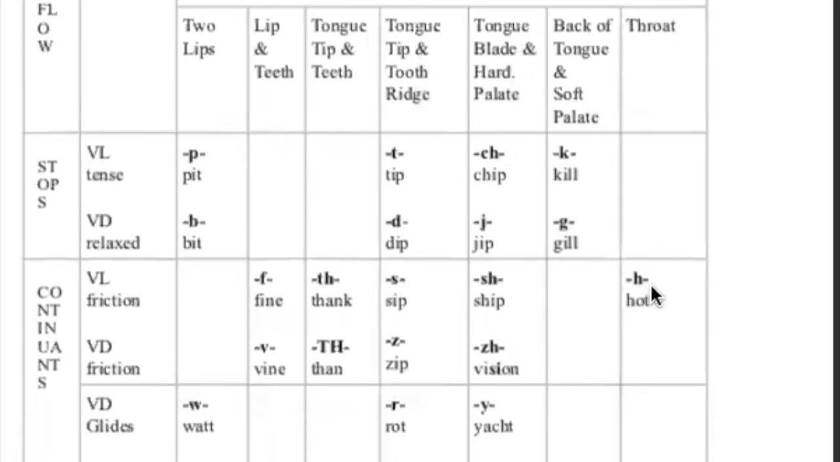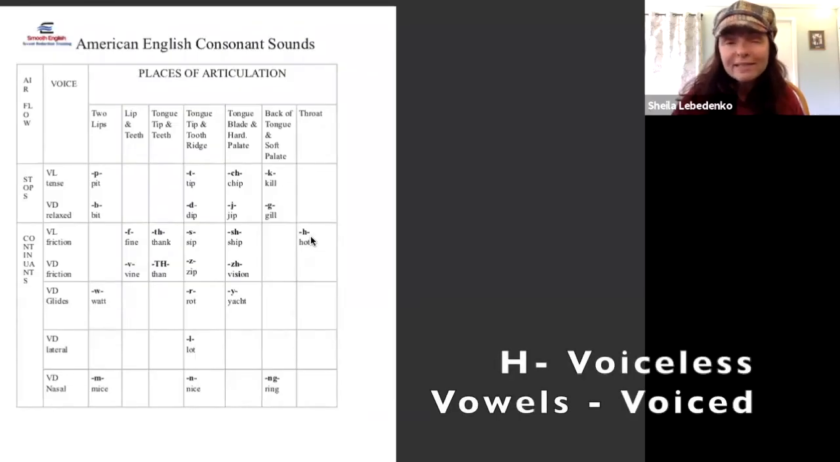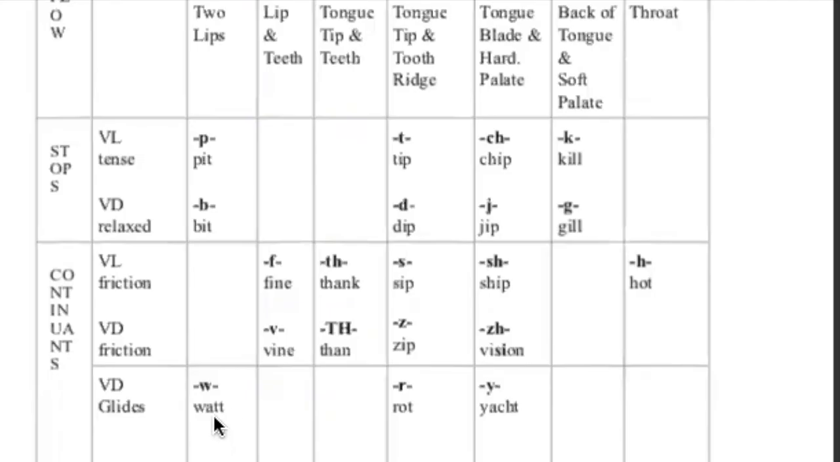And last in this row, we have H, which comes out of the throat, and it's voiceless. The difference between H and a vowel is that all the vowels are voiced. So if I say ah, I'm vibrating my vocal cords. But when I let this air come out of my throat without vibrating, I get an H. Next, we have W. Use your two lips, woo, and let the air continue. We have R, where I pull my tongue backward, rot. And we have Y, yacht, where I use the tongue blade and the hard palate.